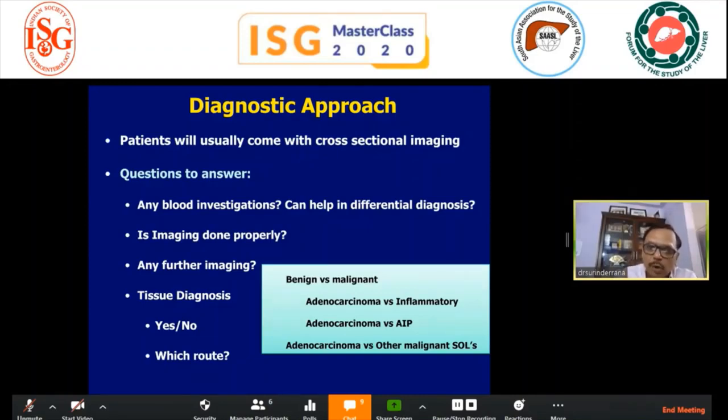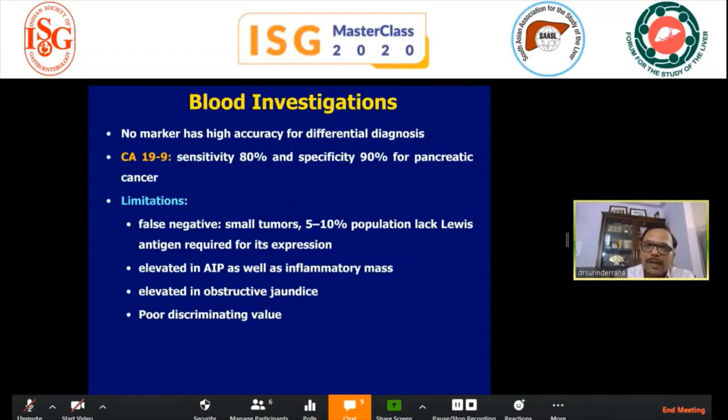And this all exercises to differentiate between a benign and malignant SOL. And most of the time it will revolve around adenocarcinoma versus an inflammatory mass versus an autoimmune pancreatitis versus other rare malignant SOL. So this is how you're going to approach the patient with an SOL. So let's look at blood investigations. First of all, you should understand that there is no blood marker which has a high accuracy for differential diagnosis. So hence you just cannot rely on blood investigations. CA19-9 is a marker which is commonly done, and it has got a fairly good sensitivity and specificity for pancreatic cancer.